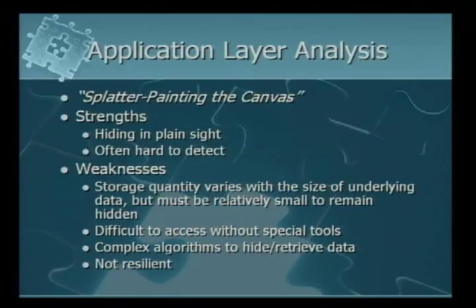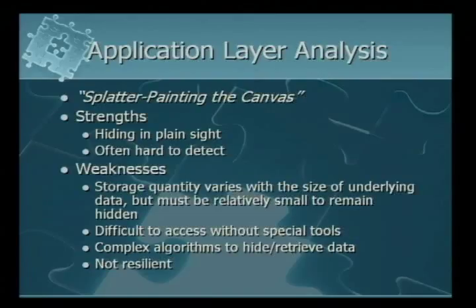Obviously, your weakness is that the amount of storage space you have relies on the size of the data you're trying to hide within. So the bigger the picture, the more you can hide there. But obviously, that's a trade-off. It's difficult to access without special tools. You need special algorithms to do this kind of hiding in a way that's not obvious.